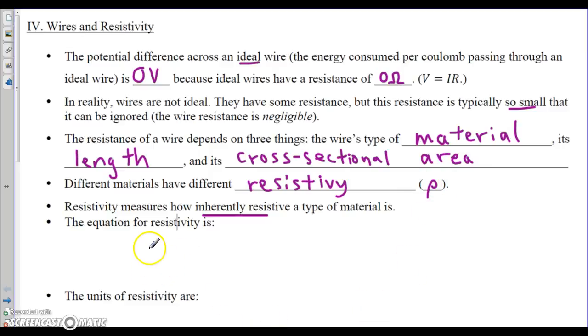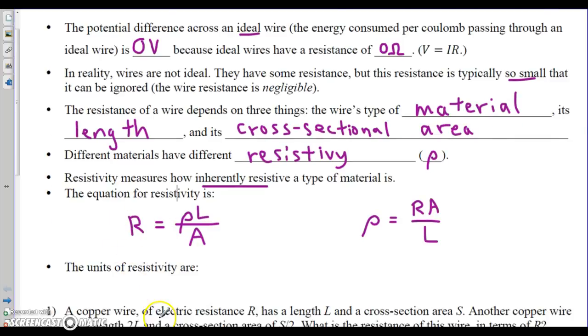The equation for resistivity is, well, let me give you this equation first. The resistance of a wire is equal to the resistivity times the wire's length over the area. We often rewrite this equation by isolating rho, and then you would have R times A, where A comes up to the numerator, over L. We're going to look at that equation here just in a moment.